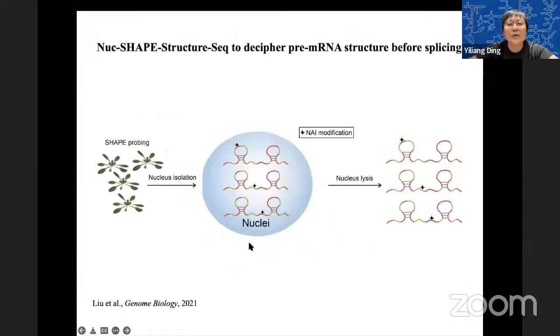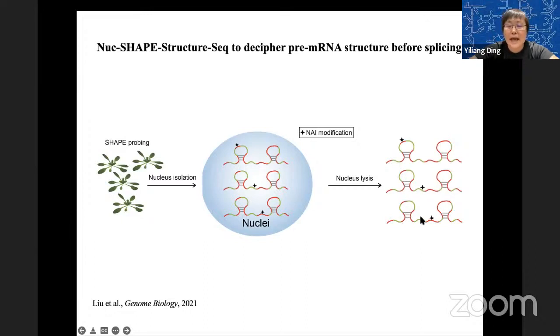So what we did is we generated a new method called nuclear SHAPE-Structure-seq, where we chemically treated the plant, then isolated the nucleus, then enriched the pre-mRNA portion, then generated a pre-mRNA RNA structure landscape.